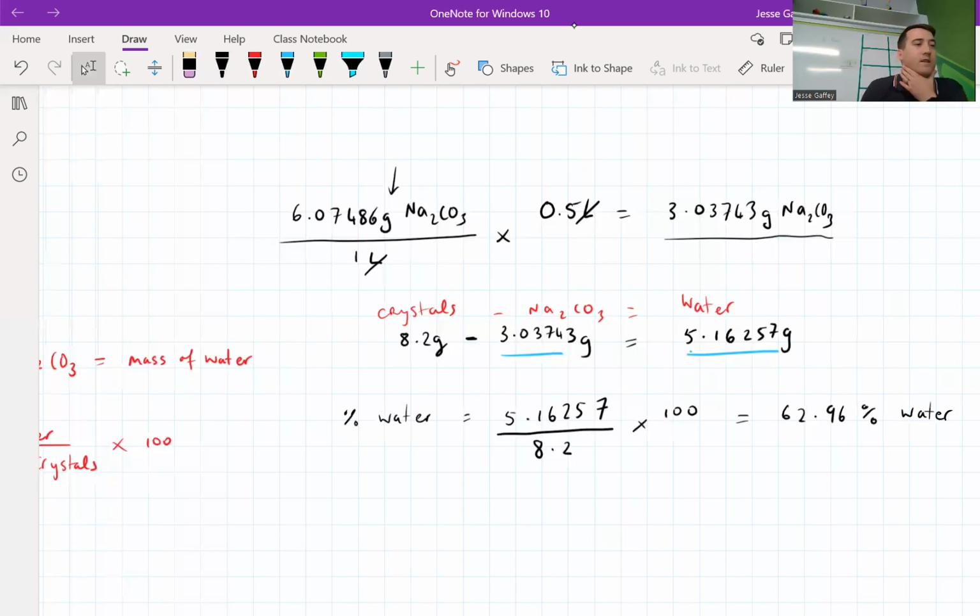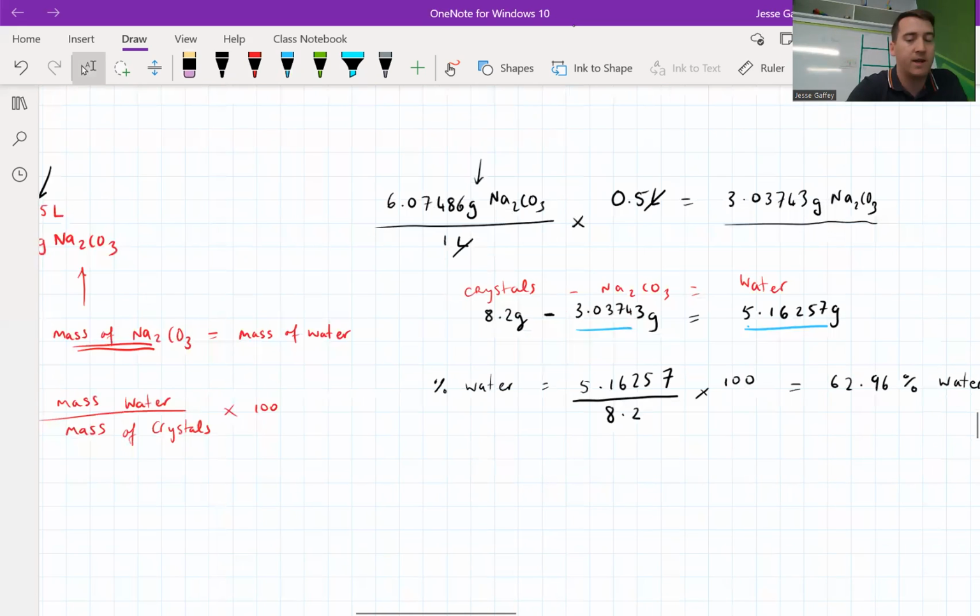62.96%. All right, well done if you got that by yourself. If you got it with a little bit of help, good stuff. If you needed a lot of help, again, my suggestion is to take what you've learned here and find another question on this titration about water crystallization. Keep practicing them until it becomes easy.